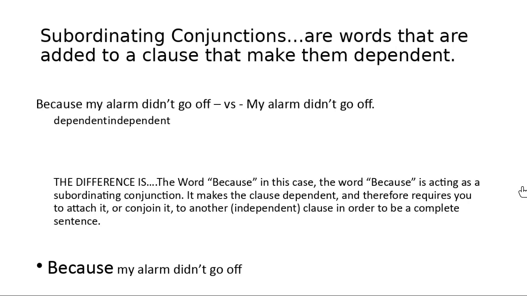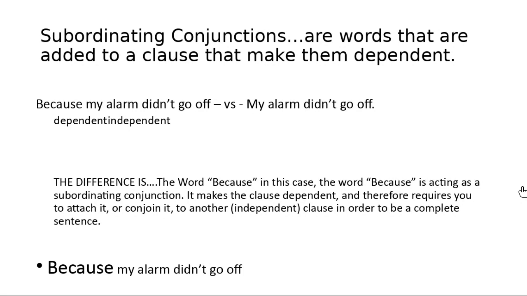Subordinating conjunctions. Now, we talked about coordinating conjunctions yesterday, right? Fanboys. Fanboys are coordinating conjunctions. So coordinating conjunctions: for, and, nor, but, or, yes. So those are the fanboys. Those are words that you use along with a comma to put two independent clauses together in order to create a compound sentence, right? So today we're going to talk a little bit about subordinating conjunctions.